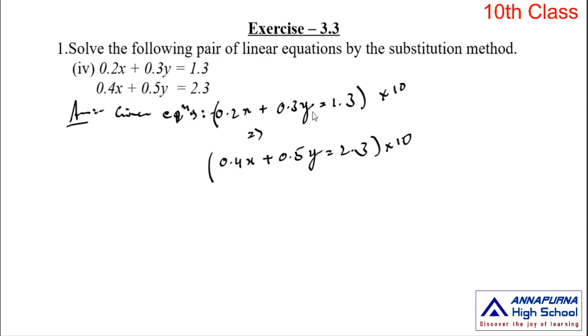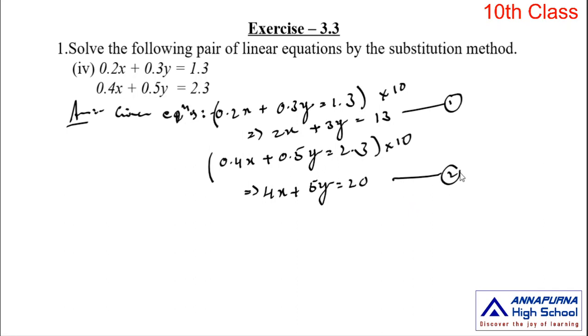Okay, so when you multiply the first equation by 10, 0.2 into x into 10 is equal to 2x, plus 0.3 into y into 10 is equal to 3y, is equal to 1.3 into 10, which is equal to 13. So this is the first equation. And 0.4x into 10 is equal to 4x, plus 0.5 into y into 10 is equal to 5y, is equal to 2.3 into 10, it is equal to 20. This is the second equation.